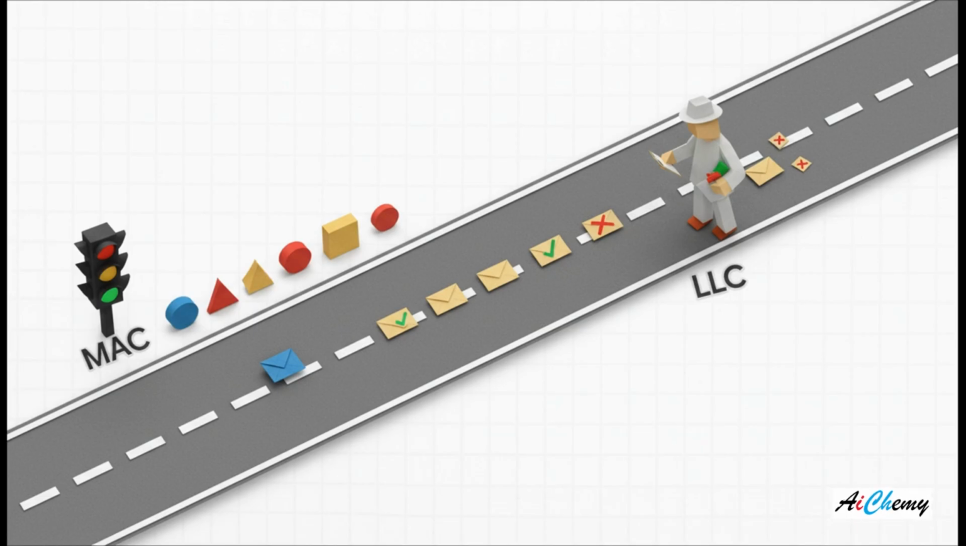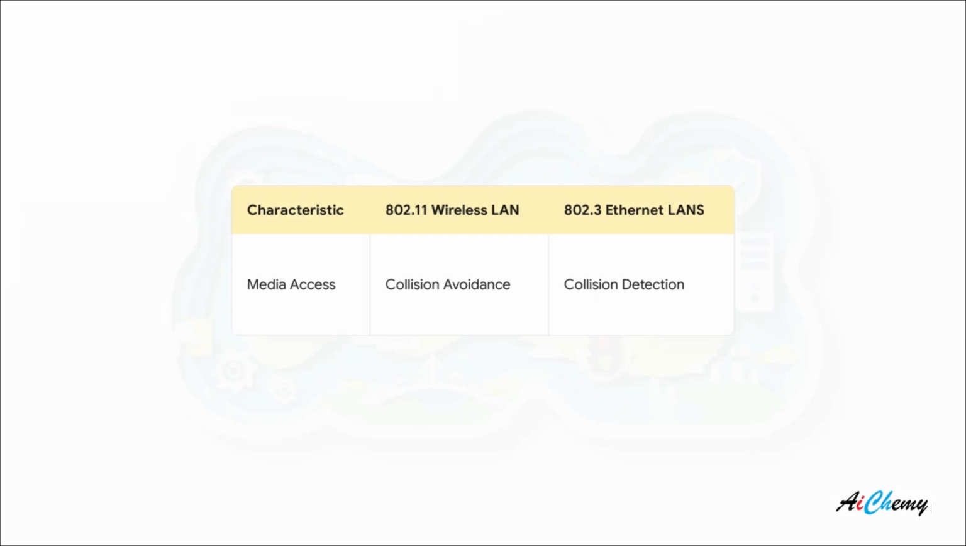The MAC layer's whole job is to manage who gets to speak and when, preventing a mess of data collisions. And this is a perfect example of that MAC layer in action. For wireless networks like Wi-Fi, where it's kind of hard to hear if a collision happened, the strategy is collision avoidance. All the devices listen really carefully, and they try their best to avoid talking over each other. It's very polite.